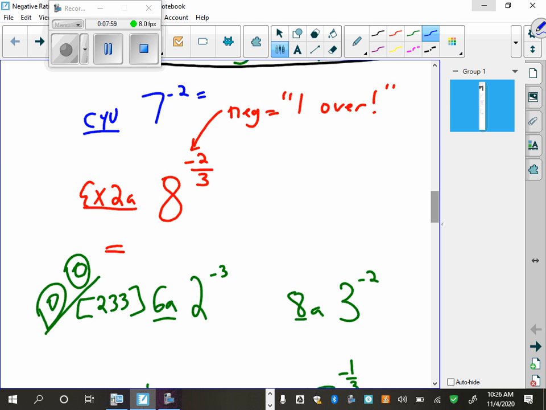So 7 to the -2 is 1 over 7 to the +2, which is 1/49th. Wonderful. Full marks when you see that on the test. It is not equal to -14. It is not equal to -49. It is 1 over 49 is what you want, even though the other wrong answers appear in your big fat brain a little bit. Those are wrong.